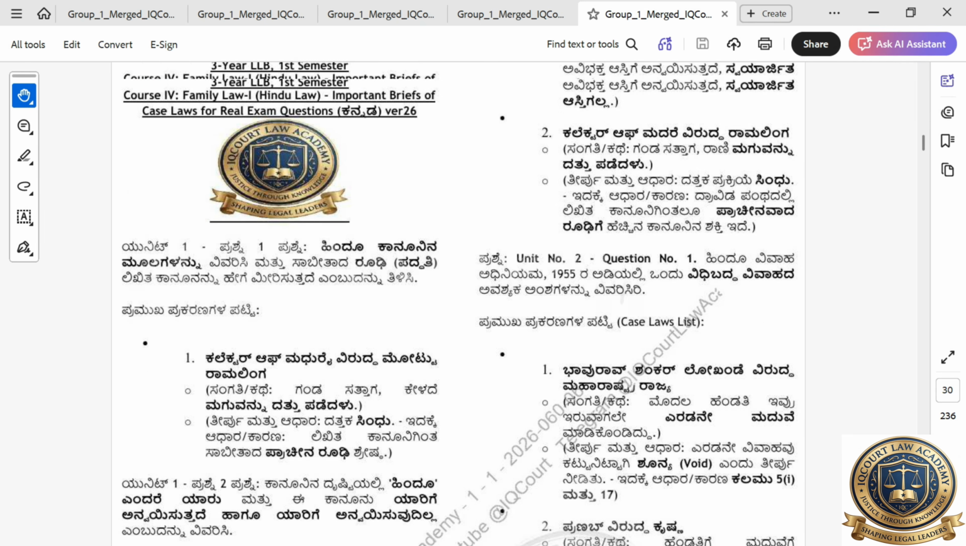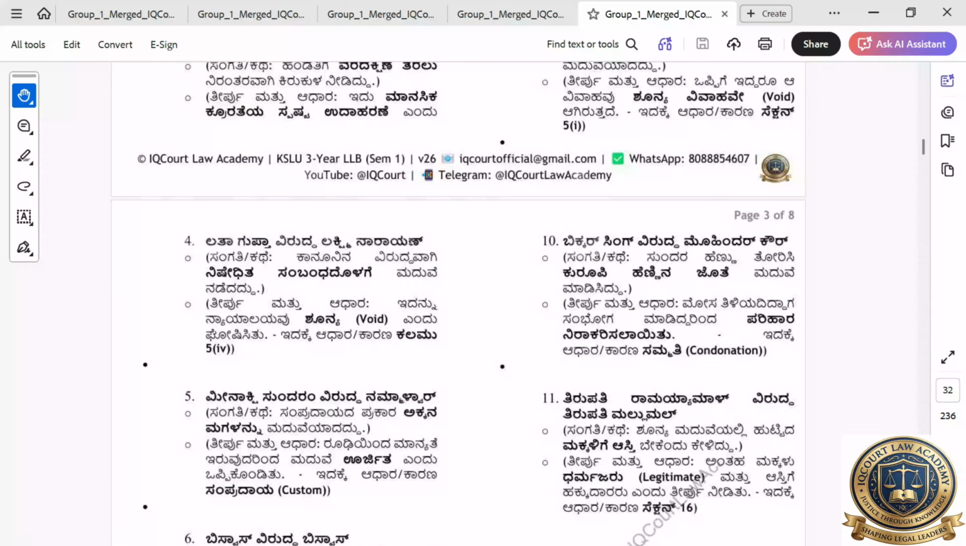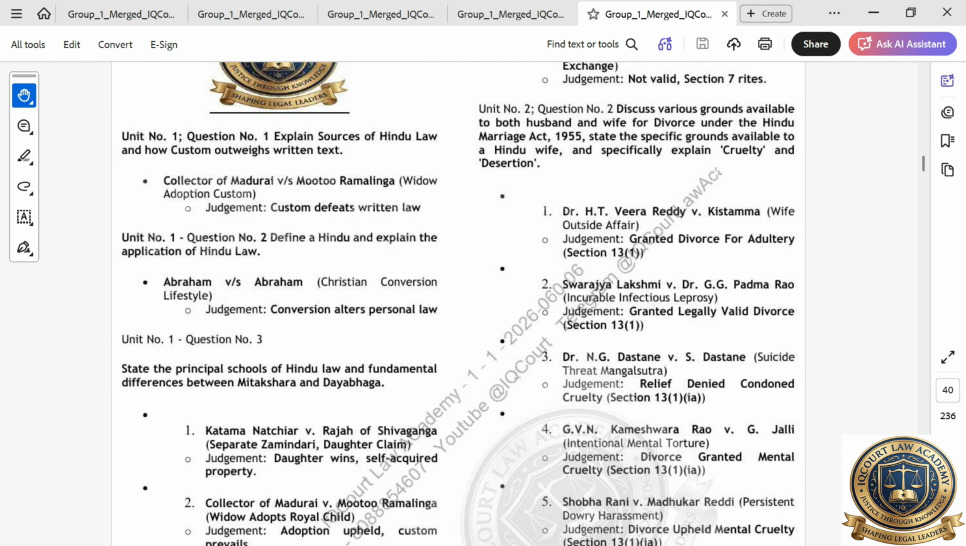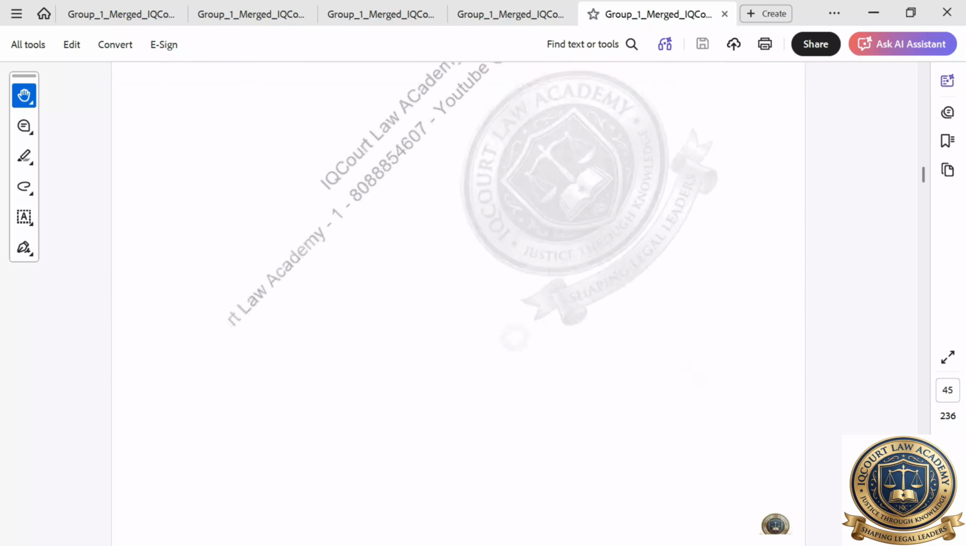This is the brief case law. Another one is also there. It is a one line case law. Within one line we explained everything. Collector of Madurai versus Muttu Ramalinga. Widow adopted, adoption by custom. Custom defeats the written law. ಅಂದ್ರೆ MLA MP ಗಳು ಮಾಡೋದು ಕಾರಣದಿಂದ ಇದು ನೋಡಿ.